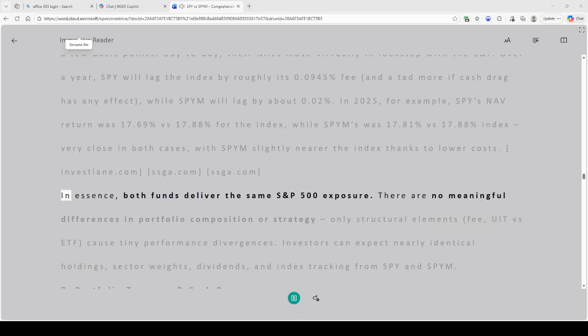In essence, both funds deliver the same S&P 500 exposure. There are no meaningful differences in portfolio composition or strategy, only structural elements, fee, UIT versus ETF, cause tiny performance divergences. Investors can expect nearly identical holdings, sector weights, dividends, and index tracking from SPY and SPYM.